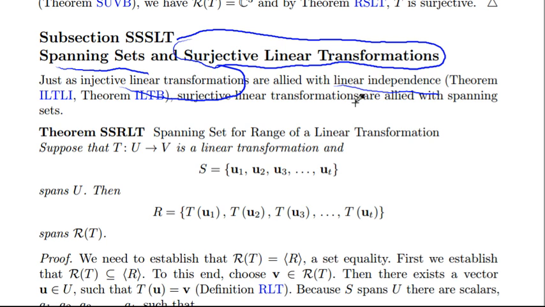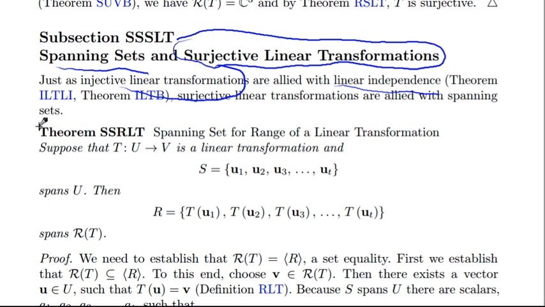So injective guarantees linear independence. Surjective guarantees spanning. So you'll see later, when we have transformations that are both injective and surjective, that the basis property is also preserved. But that's for the next chapter.